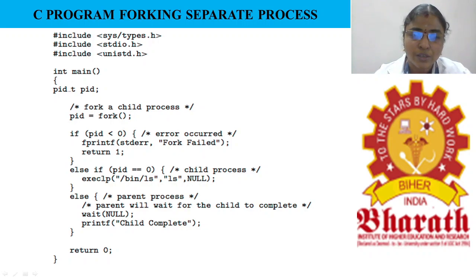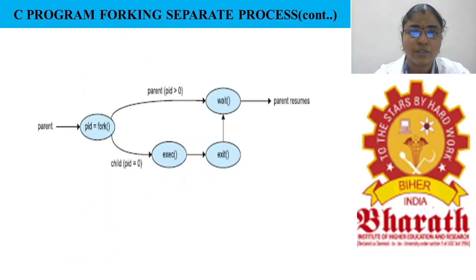After execution, it will come out of the loop. Otherwise, it is a parent process. We should wait for the other child process to be created or terminated. Then the parent, after completion of the child process, will terminate its work. Afterwards, return 0.